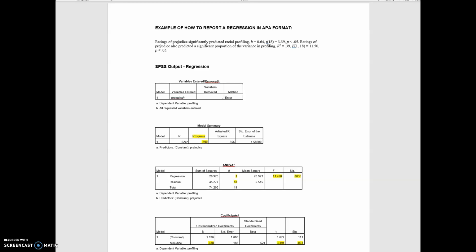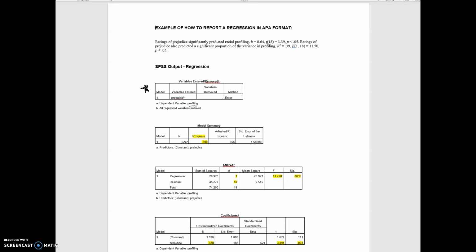In this video, I will explain how to write up the results of your regression analysis. Provided here on the screen is the output from SPSS for regression. So let's walk through what it provides you step by step. The first box here indicates what the predictor is. So you'll see that the predictor is prejudice, and the criterion that it's predicting is profiling.